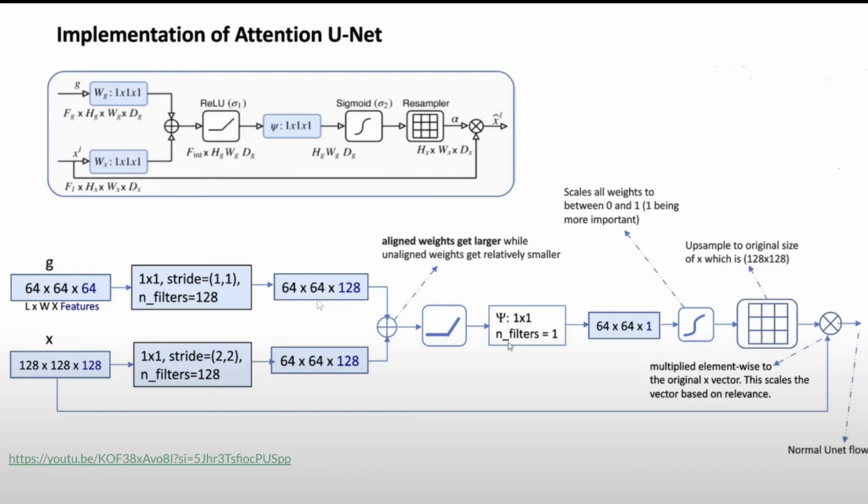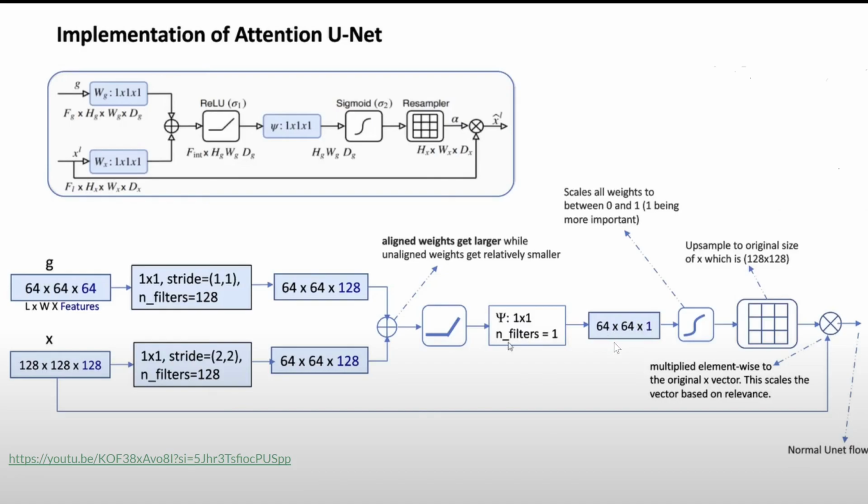Then we have the same shape, and after that we merge those and then apply the ReLU activation. The ReLU activation is nothing but: if the value is lower than some threshold, then it gets 0. Otherwise, it has a linear increment. After that, we multiply that matrix by a number of filters equal to 1. So that's how we get the 64 by 64 by 1.